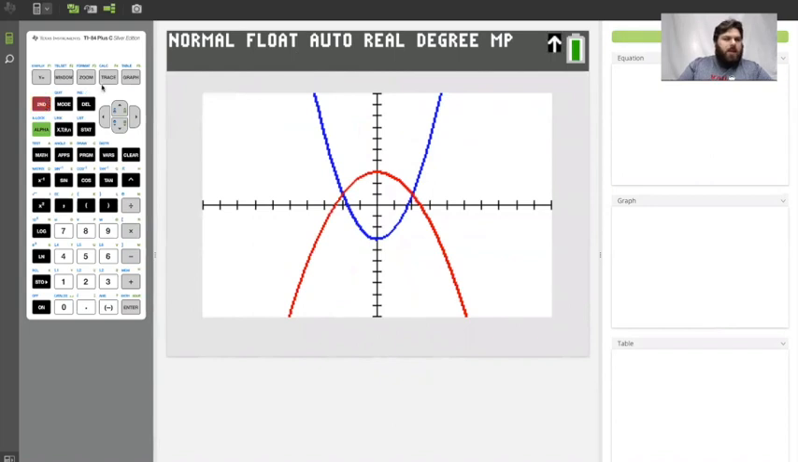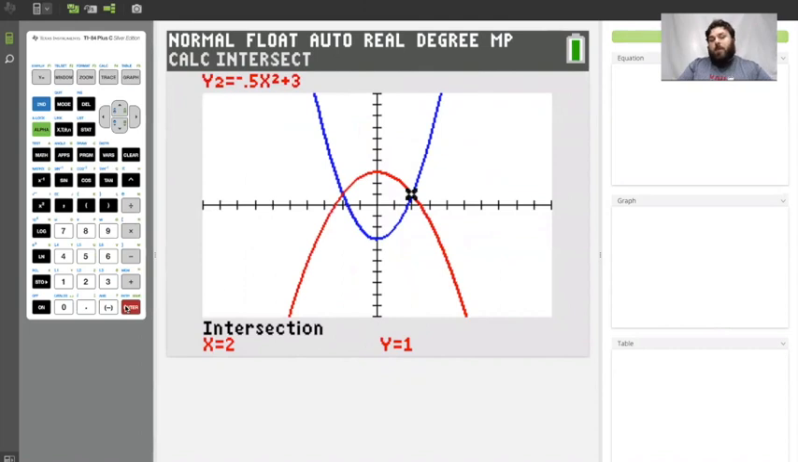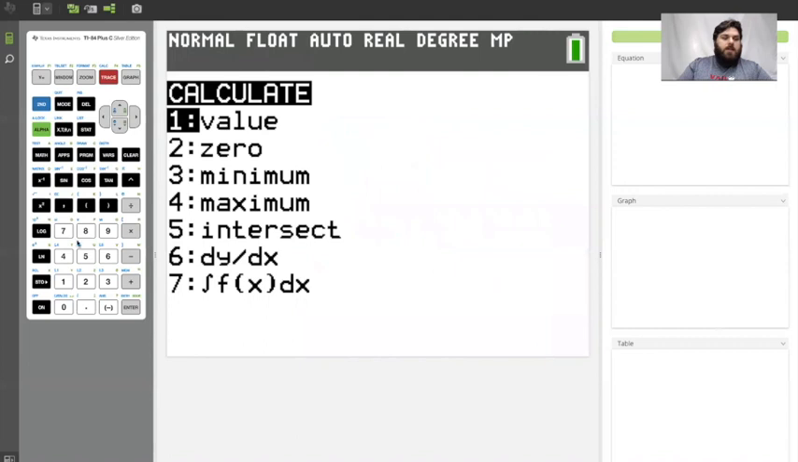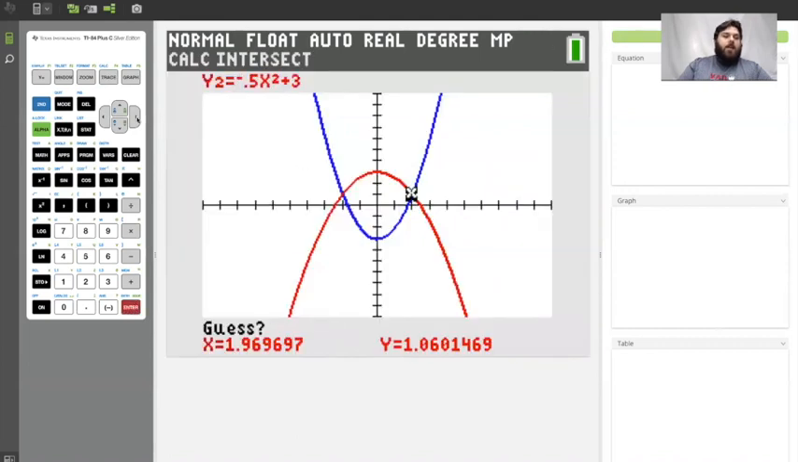But again, I could do second trace, number 5, and then enter, enter, enter. That will find one of them. There's the first one, 2, 1. Then I do second trace, number 5, enter, enter. And then don't hit enter the third time. You got to move your little cursor closer to where the other intersection point is. Hit enter, there's your other one.